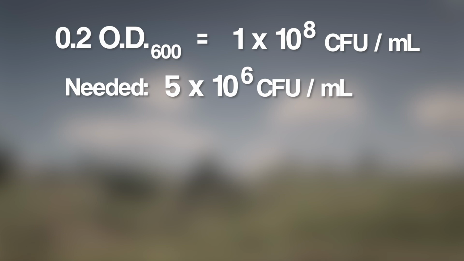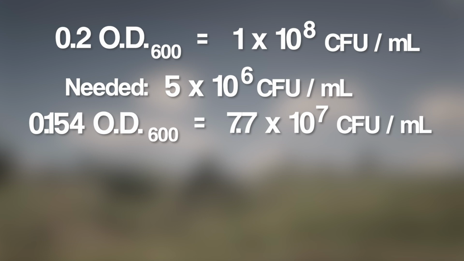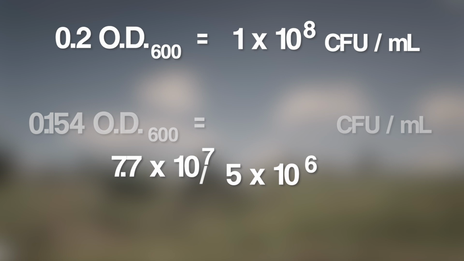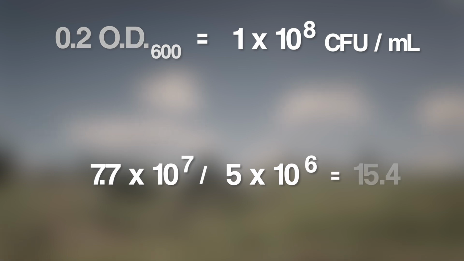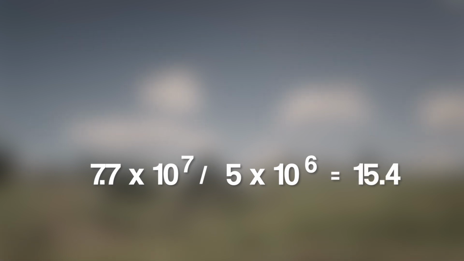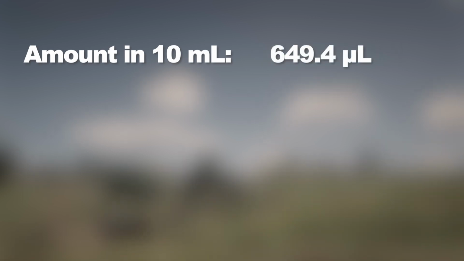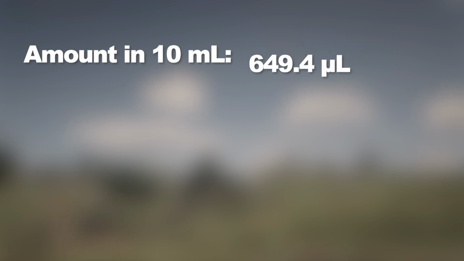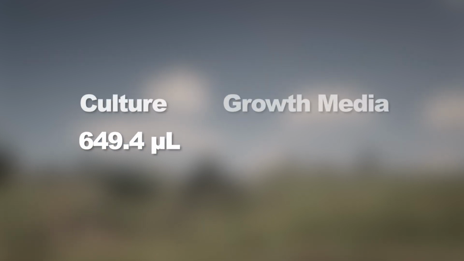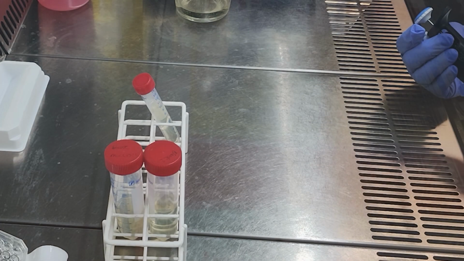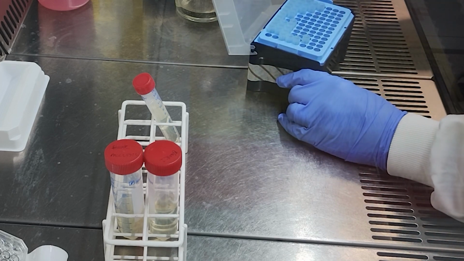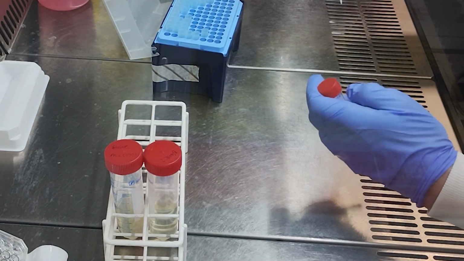Our culture is at OD 0.154. With reference to our standard curve, this will be around 7.7 × 10^7 CFU per ml. So to achieve our target, we will need to dilute by a factor of 15.4. If we do that in a final volume of 10 ml, then that will be 649.4 microlitres of culture. It's simpler to measure out 10 ml and then replace 649.4 of the broth with your culture.